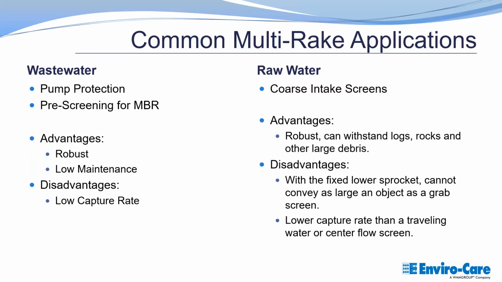Raw water applications are very similar. It's a good coarse intake screen. It can handle a lot of debris. It's not going to be broken by logs, rocks, and other debris like that. If you go with the unpinned style, it'll do even better at removing that. Disadvantages: if you don't have the unpinned style, then it's not going to be able to convey some of those larger debris up and out. It also has a lower capture rate than some of the other raw water style screens, like a traveling water screen or a center flow style screen.